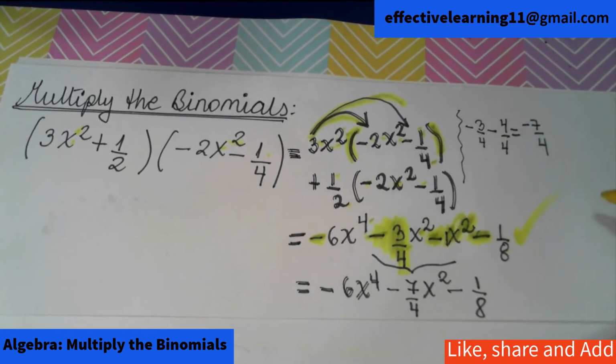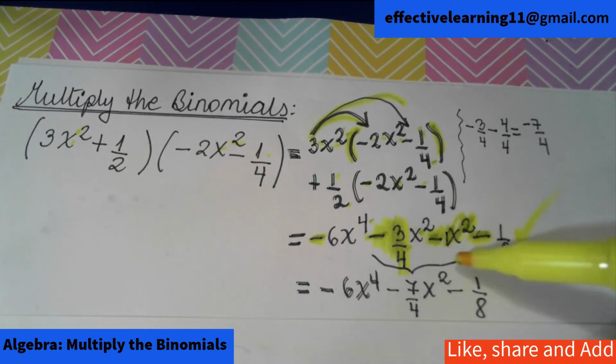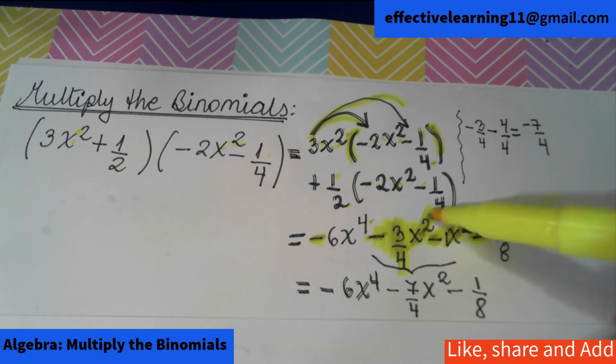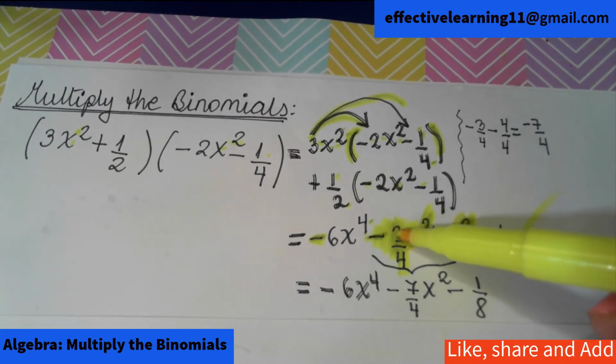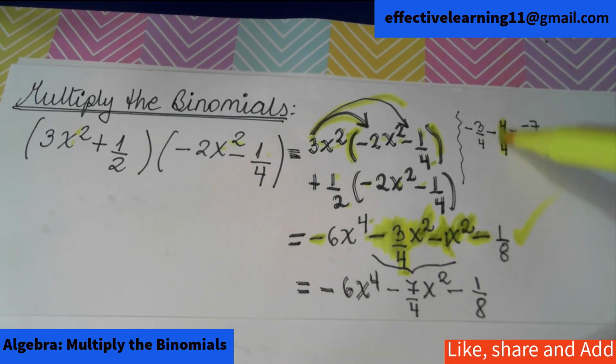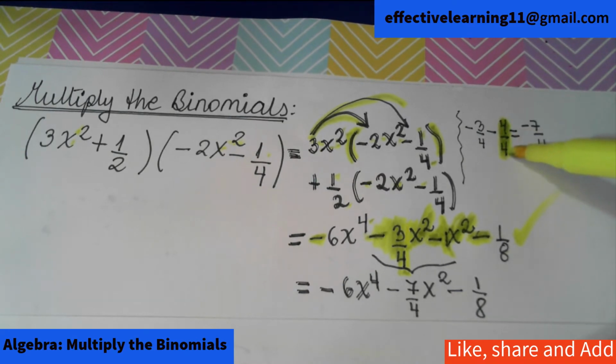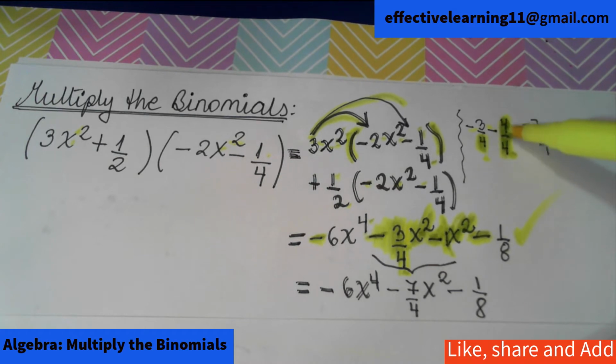Here we found the first solution, but we have to reduce the similar terms because they have x squared here and also here. So we have to operate negative 3 over 4 and negative 1. But remember, 1 is the division of two equal numbers. So I chose here 4 over 4 because you have 4 here. 4 over 4 is 1. So negative 3 over 4 minus 4 over 4. So 4 over 4 is 1.